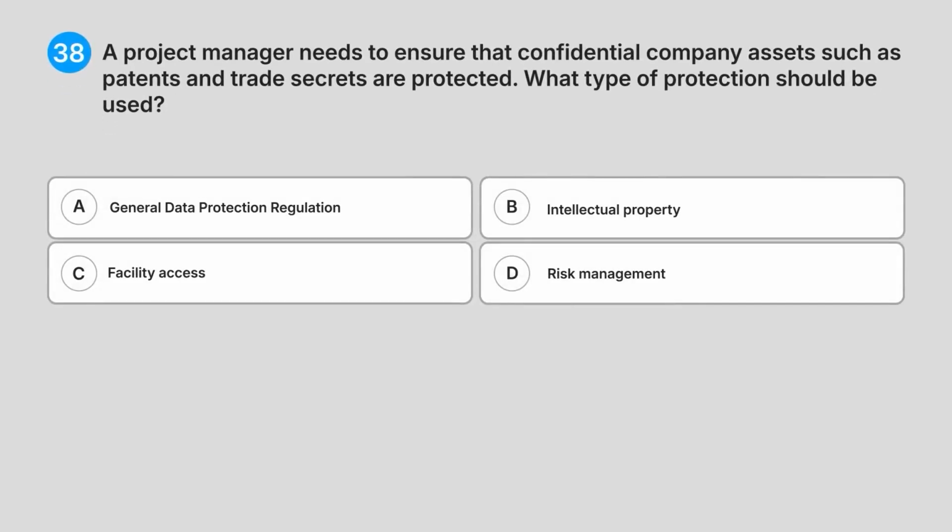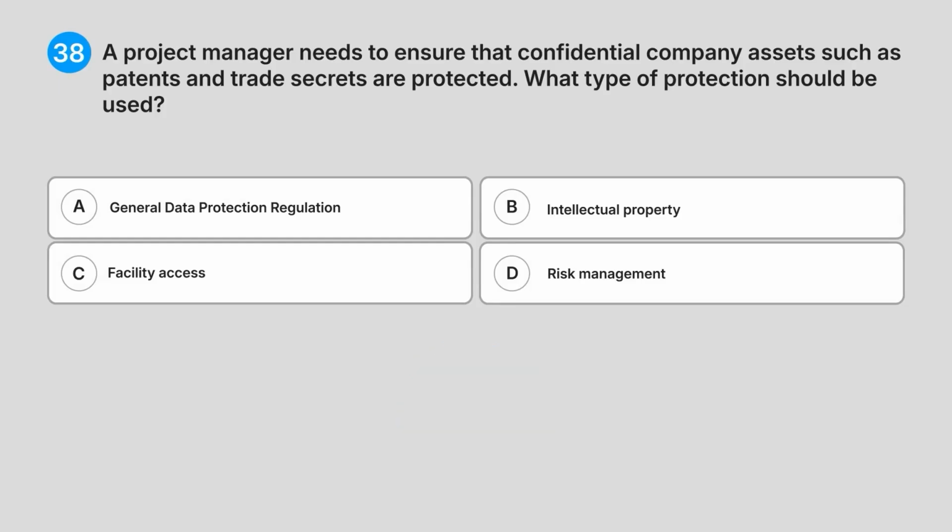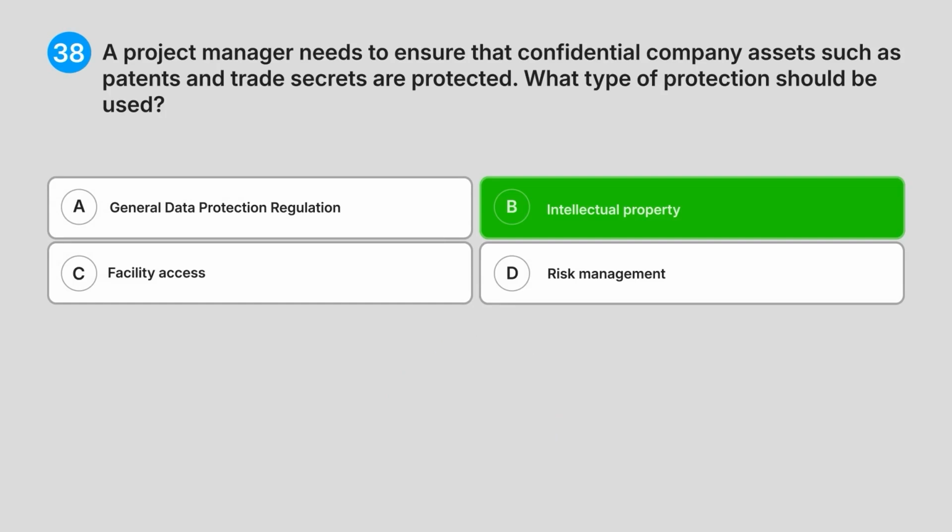38. A project manager needs to ensure that confidential company assets such as patents and trade secrets are protected. What type of protection should be used? A. General Data Protection Regulation, B. Intellectual property, C. Facility access, D. Risk management. Can you guess the answer? Correct answer, B. Intellectual property.